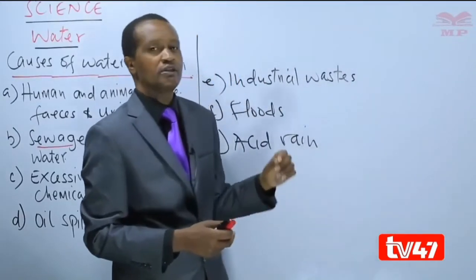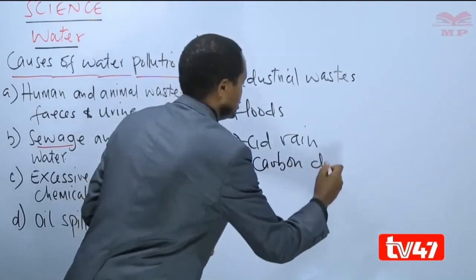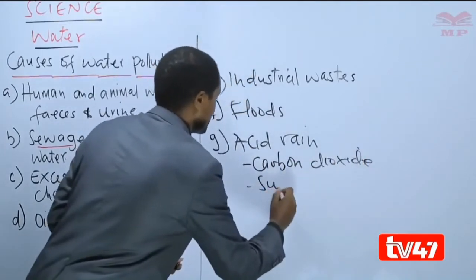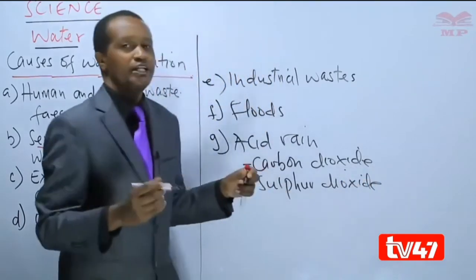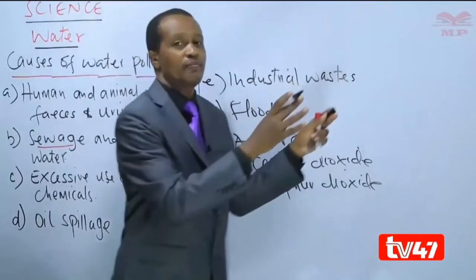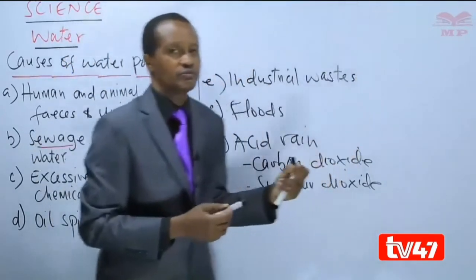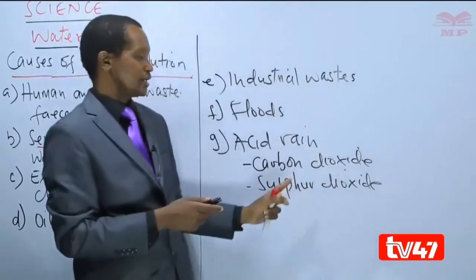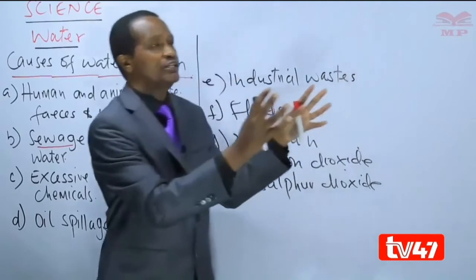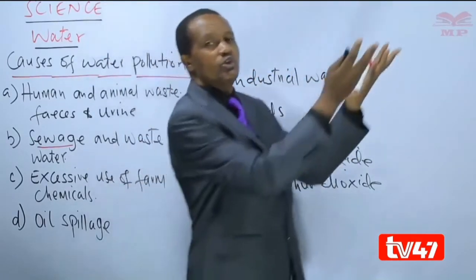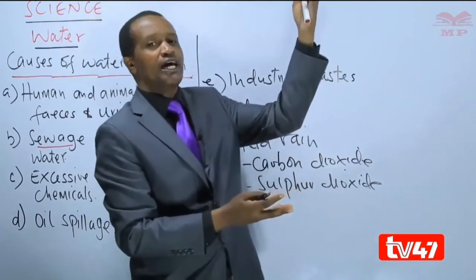Carbon dioxide, sulfur dioxide, may be released by some industries or factories into the atmosphere. So these gases ultimately dissolve in rainwater. When it rains, the carbon dioxide and sulfur dioxide and other gases that are in the atmosphere will dissolve in rainwater, leading to the formation of what we call acid rain.